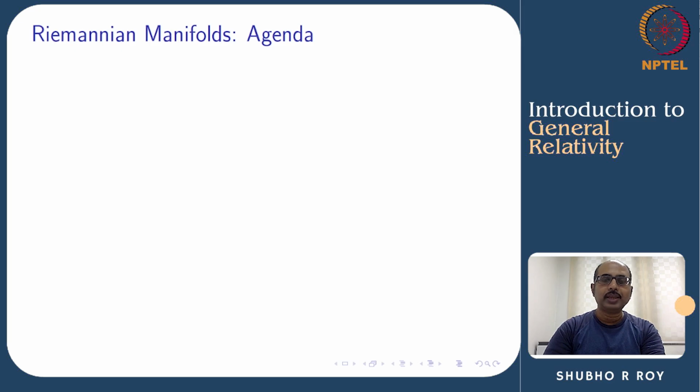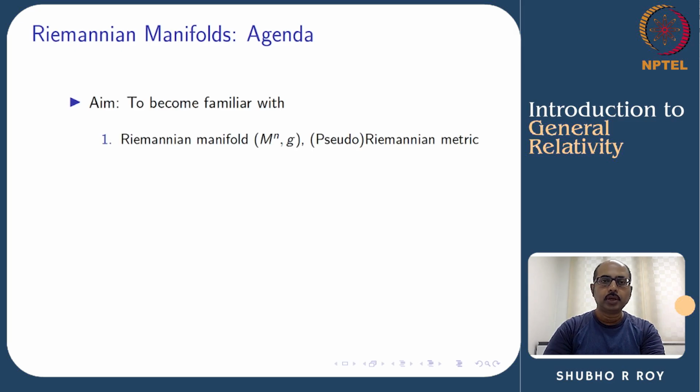All right, let's look at the agenda for today's lecture. Our aim is to become familiar with the concept of a Riemannian manifold and the associated notion of a Riemannian or pseudo-Riemannian metric. We will learn about the inverse metric and the raising and lowering operation for tensor indices, something which you are already familiar with from special relativity. And more or less, this idea will go forward without drastic modification.